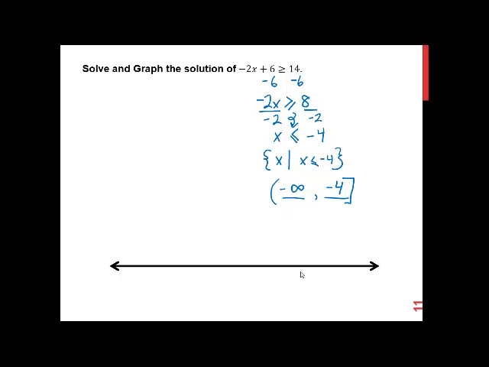Finally, in graphing, we just need to mark a -4 on our number line, and we'll use a solid dot to indicate we're including it, and we're going down.